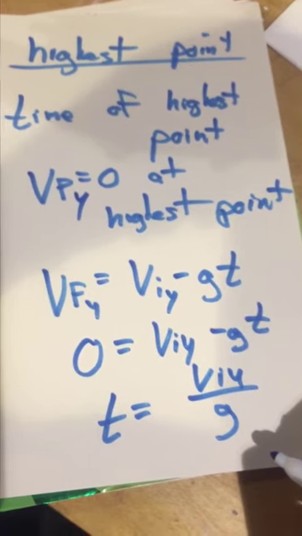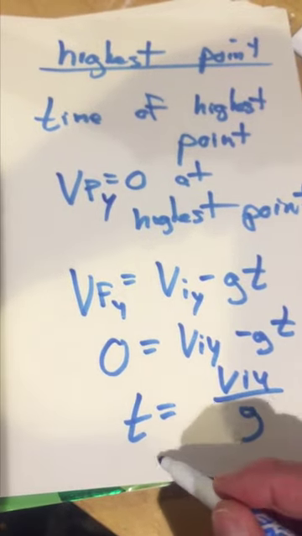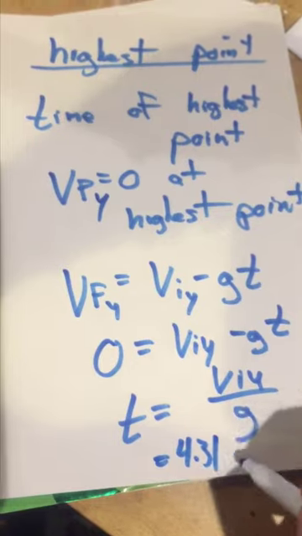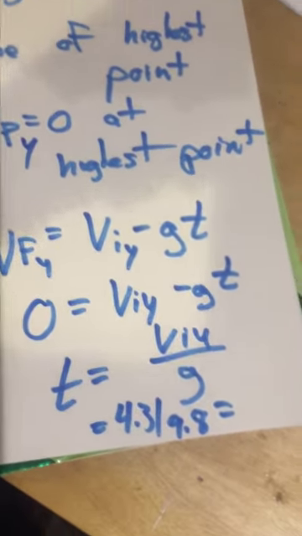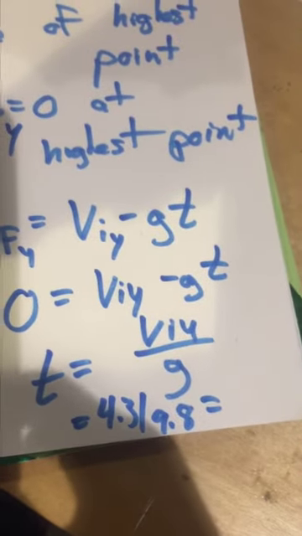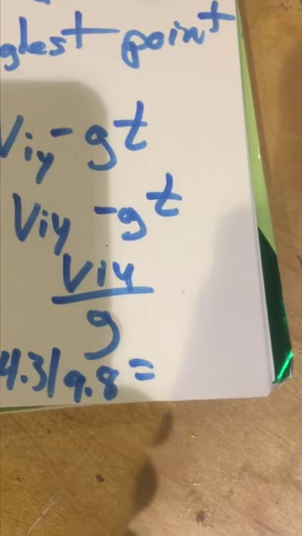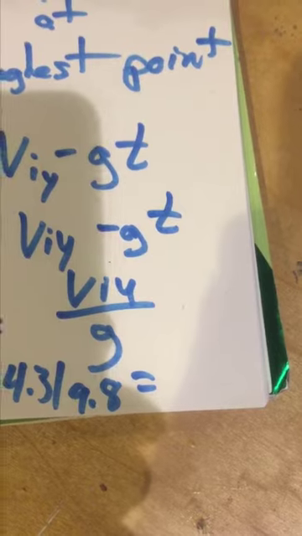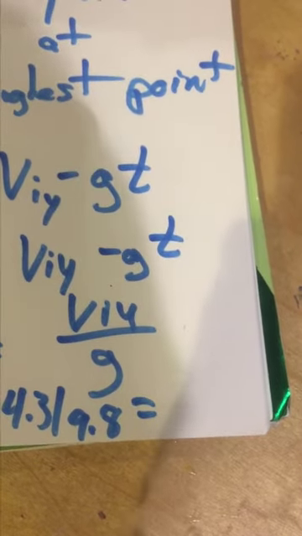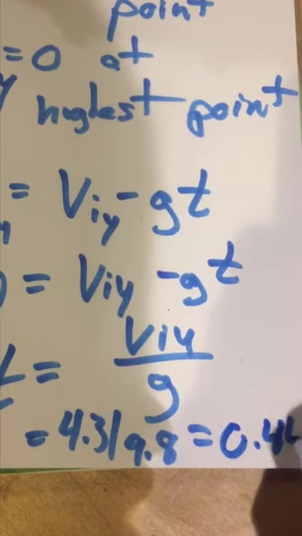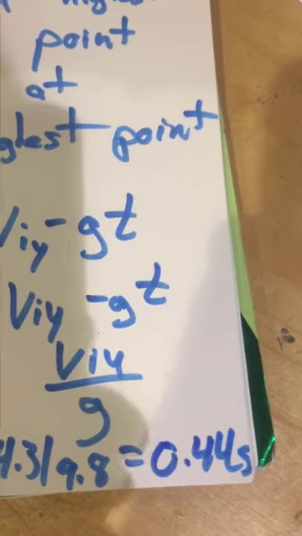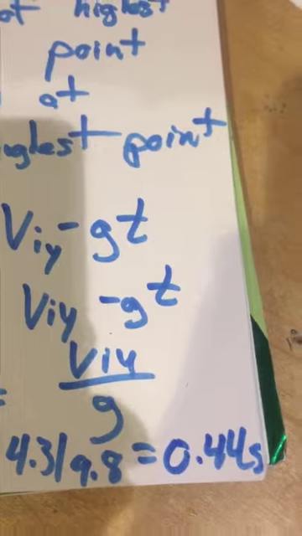All right, and the initial y velocity was 4.3 meters per second. g is 9.8. Do the math. You're going to get something a little less than a half, but I'll do that. If I take 4.3 divided by 9.8, I get 0.44 seconds. So at 0.44 seconds, that's when my object is going to be at its highest point.